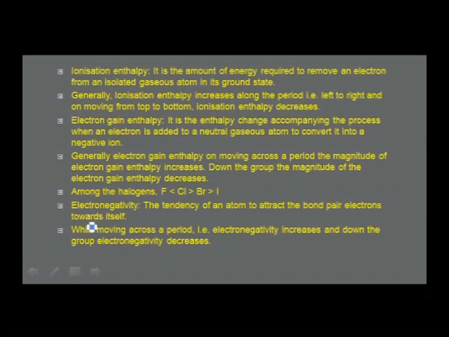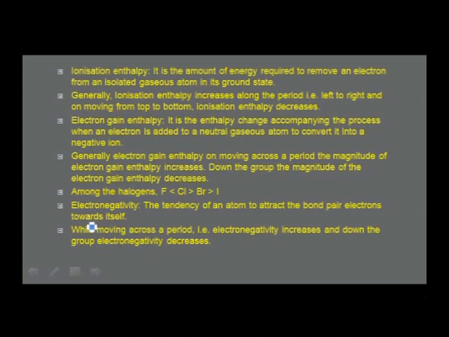Electron gain enthalpy is the enthalpy change accompanying the process when an electron is added to a neutral gaseous atom to convert it into a negative ion. Generally, on moving across a period, the magnitude of electron gain enthalpy increases. Down the group, the magnitude of electron gain enthalpy decreases.